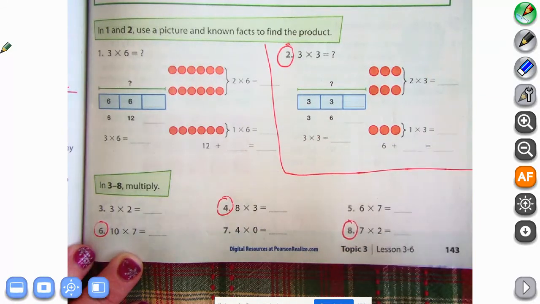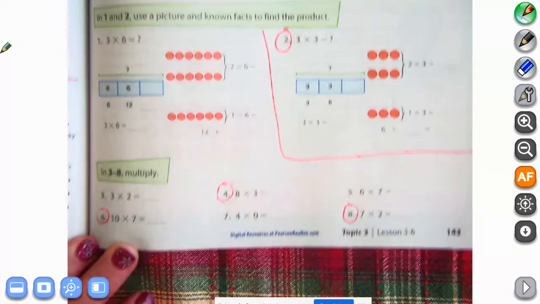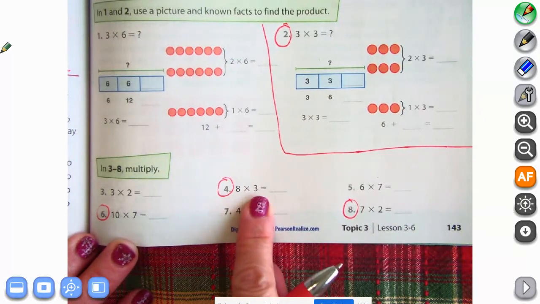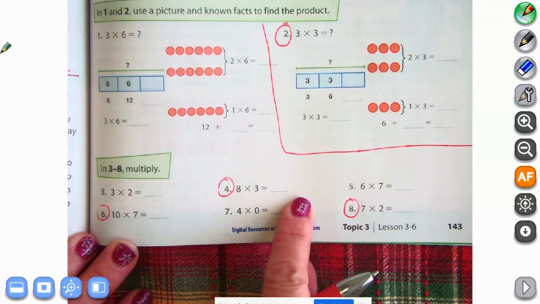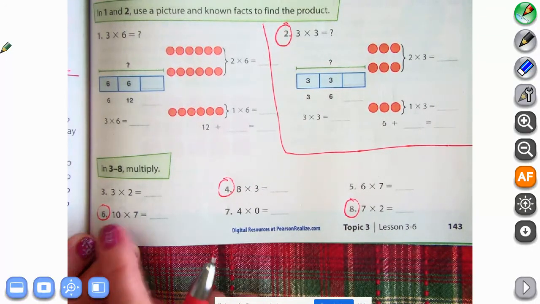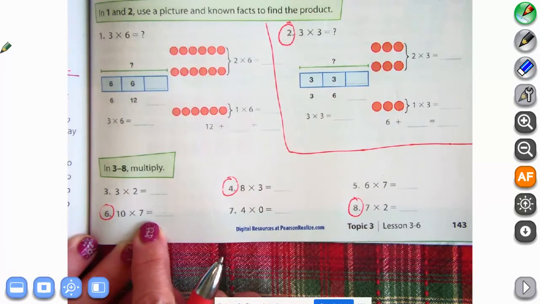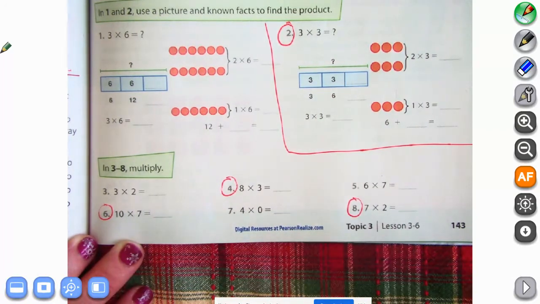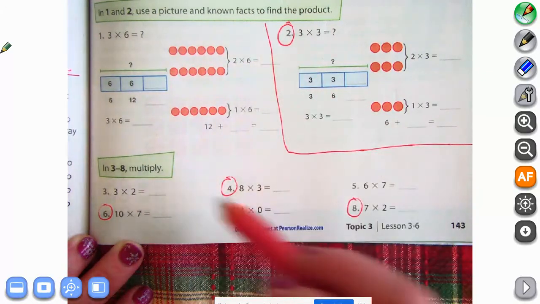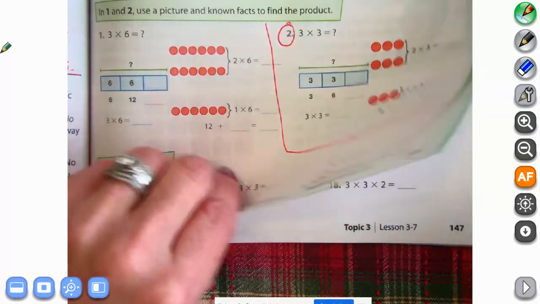What would the answers be? Number 4, 8 times 3. You can solve that, or you can make 2 smaller problems, known facts. 10 times 7, you can do it, skip counting, or you can do known facts. And 7 times 2. So you're just solving those. So we're doing 2, 4, 6, 8. And let's turn the page.